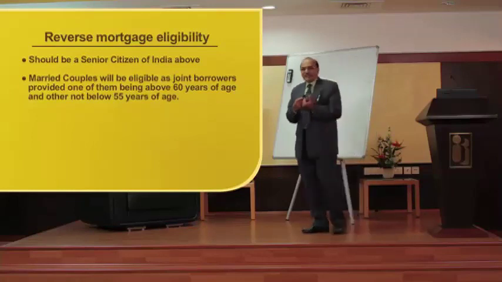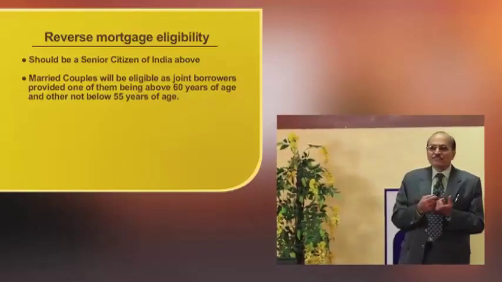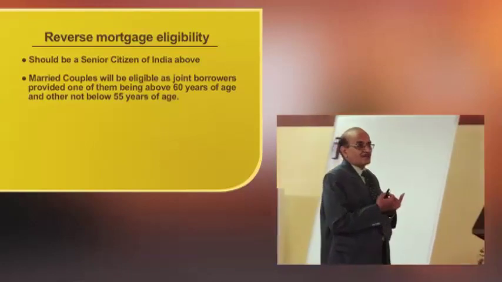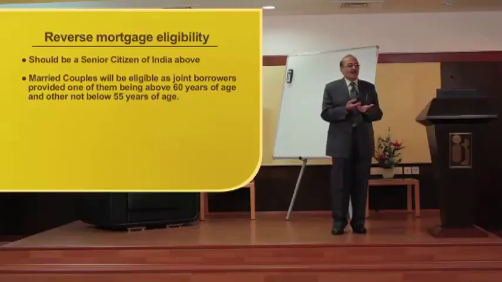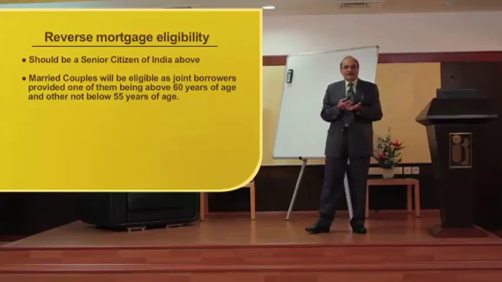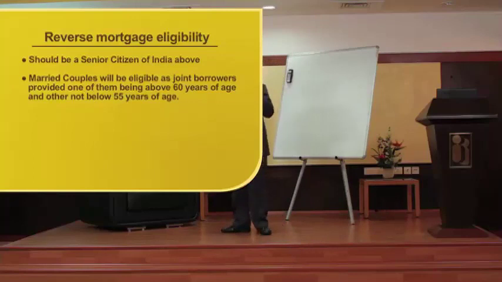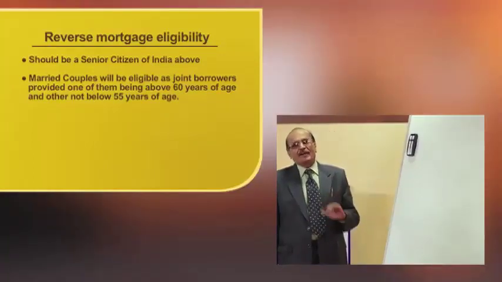So basically the scheme is aimed at helping a senior citizen above the 60 years of age. It will be available to couples who can take the loan as joint borrowers, but the condition is that one of the joint borrowers should be above 60 years and the second one should not be below 55 years.